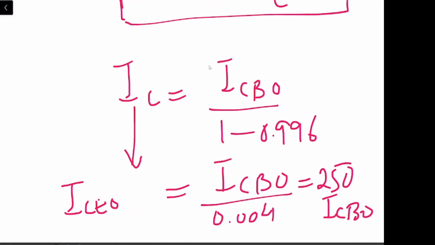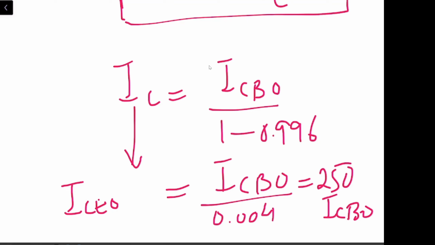Okay, so if we replace IC with its equivalent value, IC is equal to ICEO. Why? Because we replaced the collector current with its equivalent, which we said is going to be represented as ICEO. ICEO is that current which is flowing through the collector to emitter junction when the base is open, right? So ICEO is equal to ICBO divided by 0.004. And when you do the calculation, this becomes equal to 250 times ICBO, right?